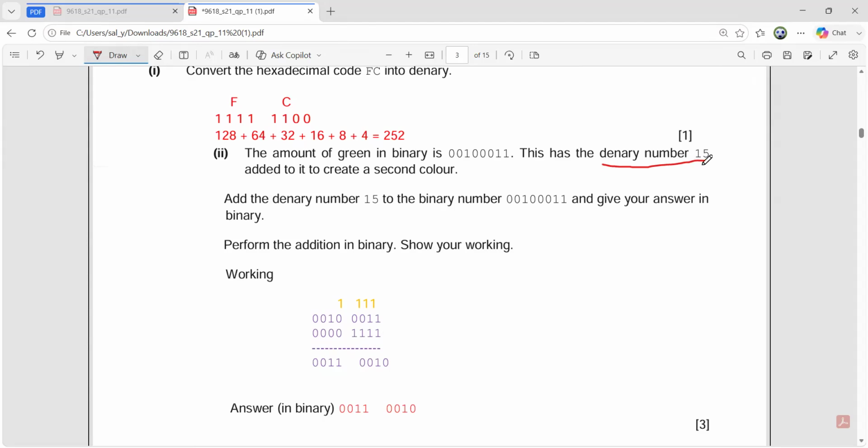Second is converting the denary number 15 to its equivalent binary, and that is 00001111. And you know 15 is 1, 2, 4, and 8 turned on. Then starting from this side, 1 plus 1 is 0 with the carry of 1. 1 plus 1 plus 1 is 1 with the carry of 1. 1 plus 1 is 0 with the carry of 1. And then you get 1 plus 1, 0 with the carry of 1. 1 comes here. Then 1 plus 0 is 1. 0 plus 0 is 0. And 0 plus 0 is 0. So your final answer will be 00110010.